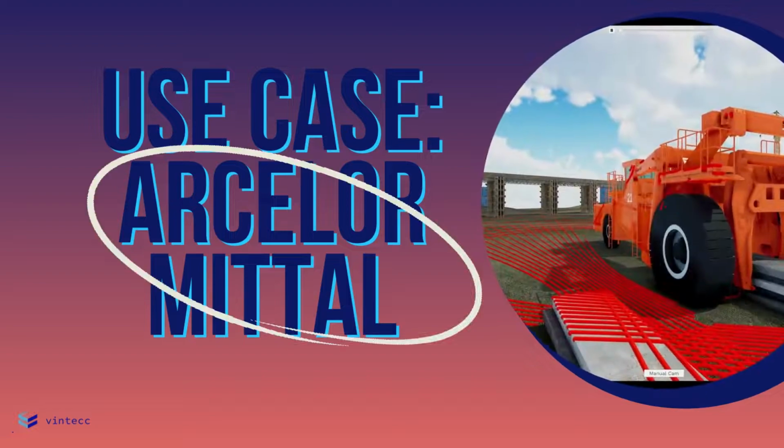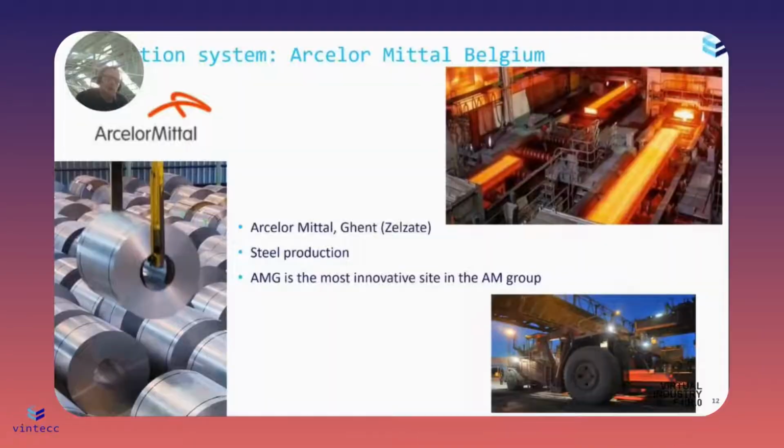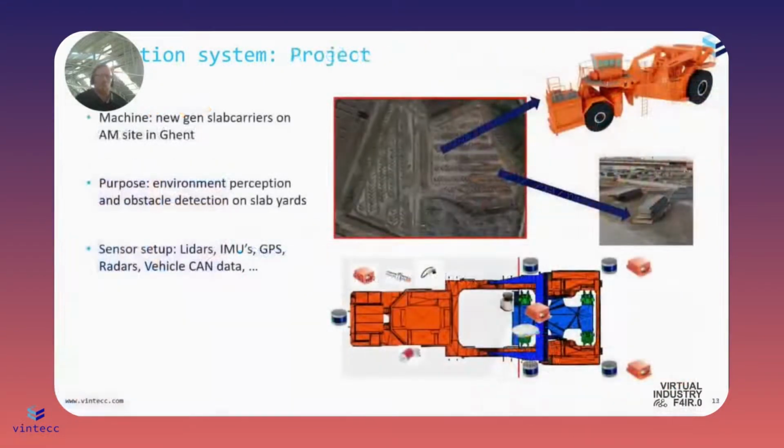In this video, Glenn Azar will tell us more about the use case at ArcelorMittal. I think this company needs lots of introduction. It's ArcelorMittal Belgium. They are a very big steel producer in the world, and this site in Belgium, in Zelzate, is a very innovative site that is used to create a lot of automations for sites all over the world.